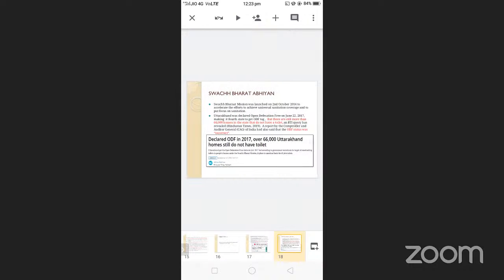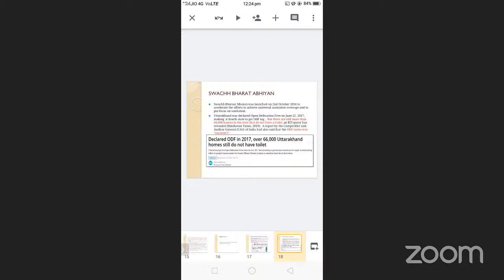The second scheme is Swachh Bharat Abhiyan, which aimed at making rural areas open defecation free during 2014 to 2019 through mass scale behavior change and construction of household-owned and community-based toilets. Uttarakhand was declared open defecation free on 22 June 2017, but there are still more than 66,000 houses in the state that do not have a toilet. An RTI query has revealed this, as shown in the newspaper clipping.